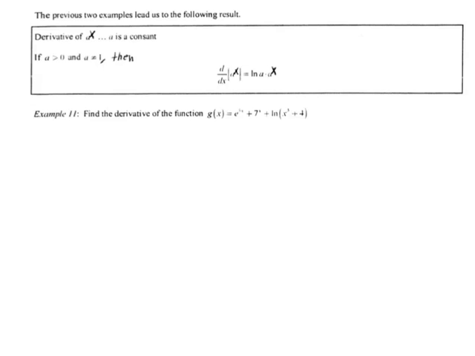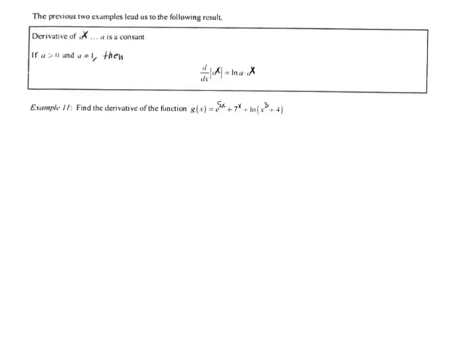So this slide just starts off by saying here is another rule that we have. We just went through 2 examples of that, and now we're just going to have a final example where we practice a lot of this stuff from the entire section. So we're taking the derivative of e to the 5x power plus 7 to the x power plus natural log of x cubed plus 4. Let's do a lot of our derivative rules here.